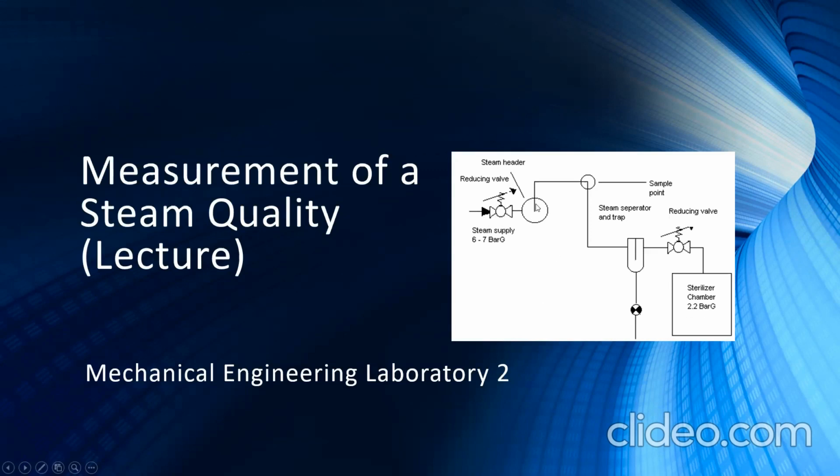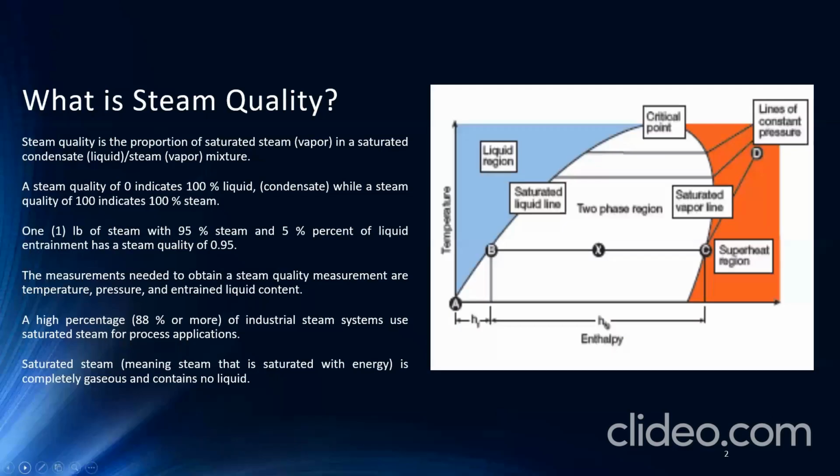Sample lang to nung measurement. Using valve steam header, kukuha siya ng sample. Ayan, punta sa steam separator. So dito, mapapalaman mo yung kung ilan yung separate pang steam saka moisture to yung liquid. So measure mo siya, so kukuha mo na yung quality. Ilan. So what is steam quality?